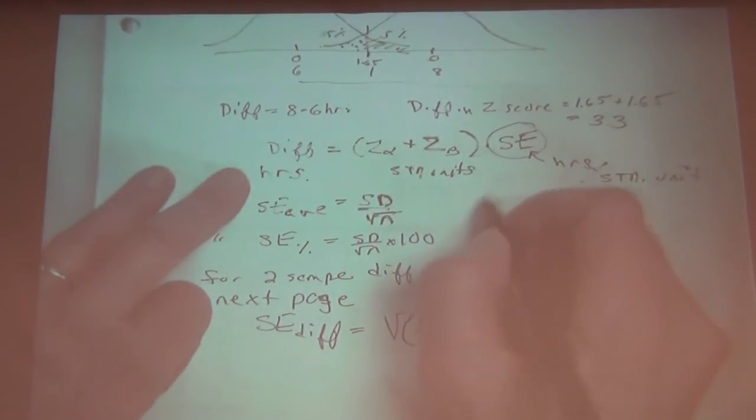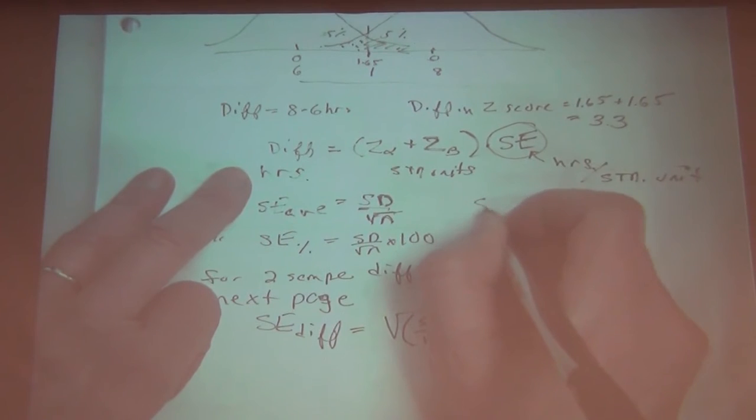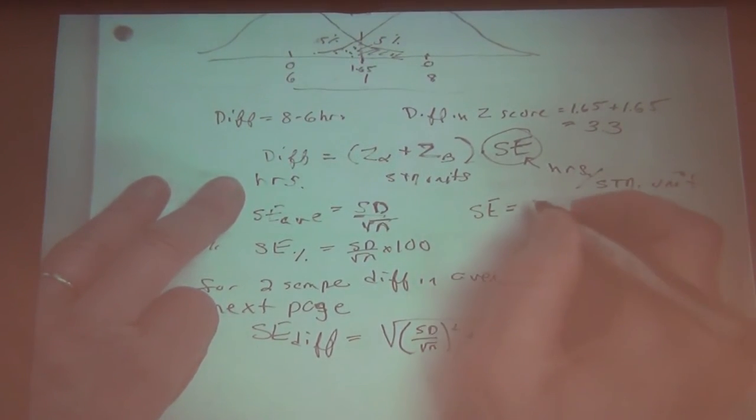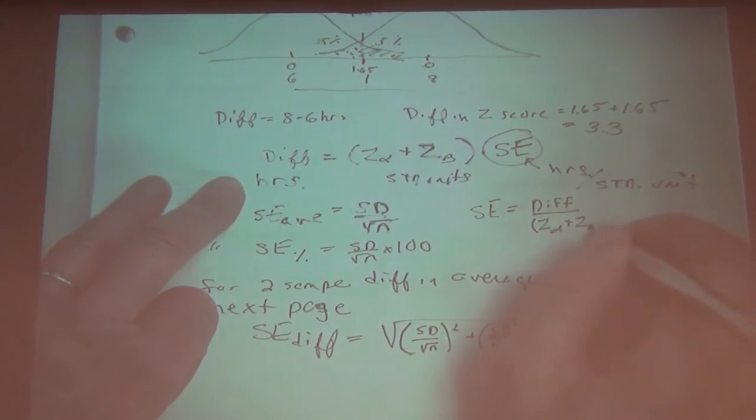So then the next step would be, okay, so you just solve for your standard error, and this you can get a number for. This is just going to be what? Your difference divided by your Z alpha plus Z beta.